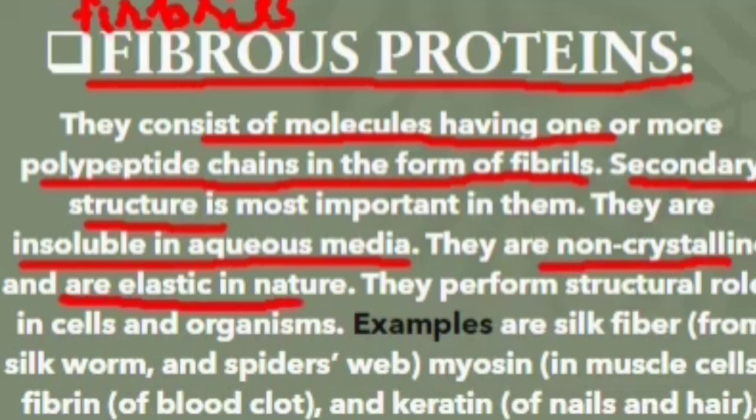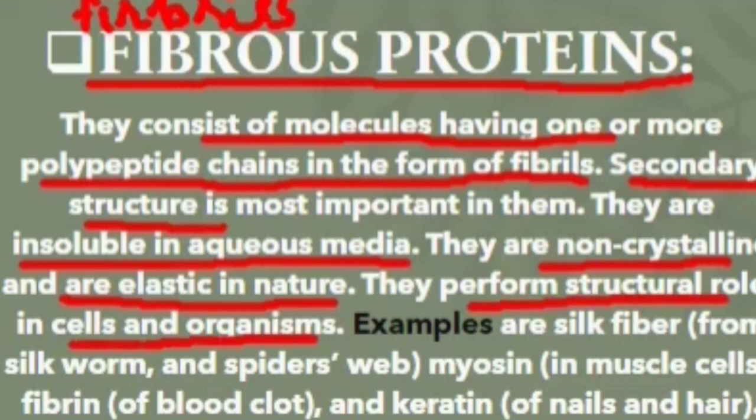The second property is that they are non-crystalline and elastic in nature. The question is, why are fibrous proteins non-crystalline and elastic in nature? The reason is that these fibrils are small, flat threads. These threads are very elastic, very silky and very flexible in nature. So that's why they are non-crystalline, meaning they are not in a hard or solid form. So they are elastic in nature.